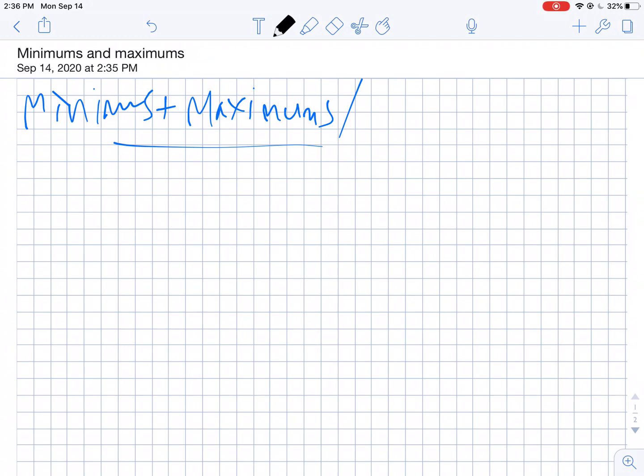So we're learning in this section about minimums and maximums. Another word you'll see for these, sometimes you'll hear them talk about extrema or extreme values. And that's what we mean by minimums and maximums. Okay, so I'm going to talk about some vocabulary first.